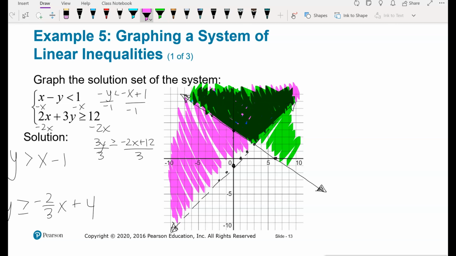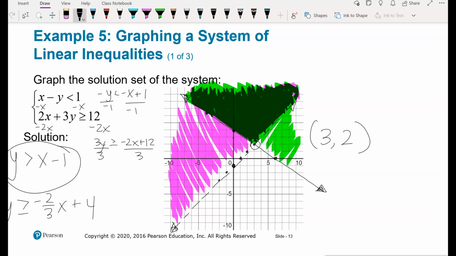Seeing this darker section, that's your solution. They overlap in that triangle section there, so that is your solution. And then they cross at (3, 2). At (3, 2), that's an open circle, and it's not a solution to the set. So be very careful. It has to be above those lines because you have that dotted line where it's not equal to. Be careful when you're looking for solutions that they fall above those restrictions.